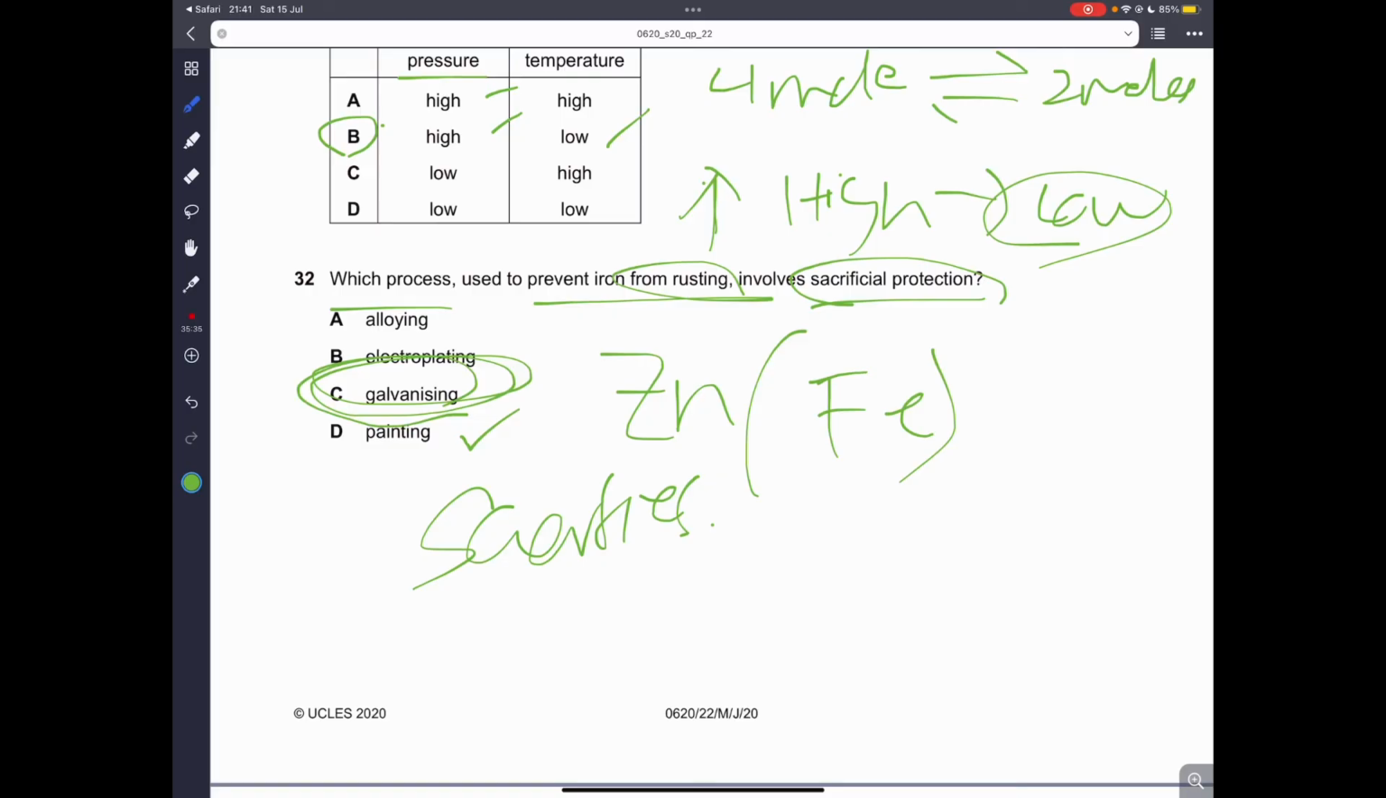It's going to be oxidized, or it's going to react with the water and air instead of the iron.